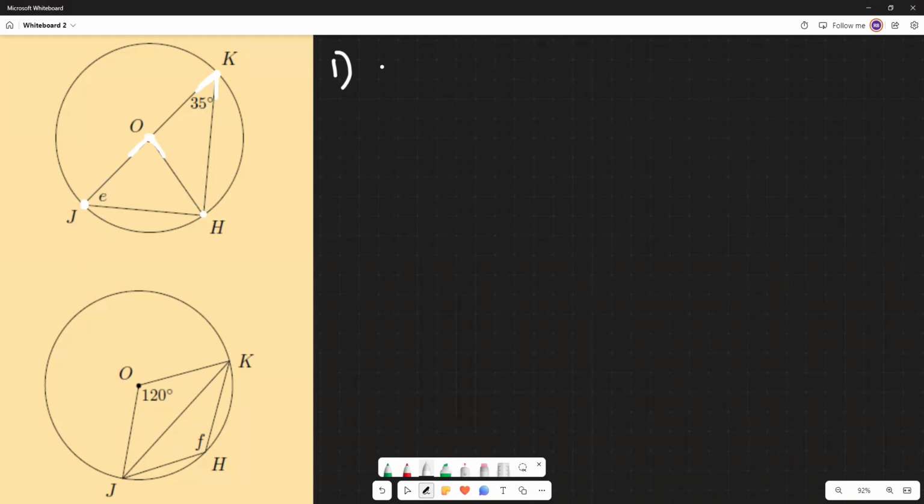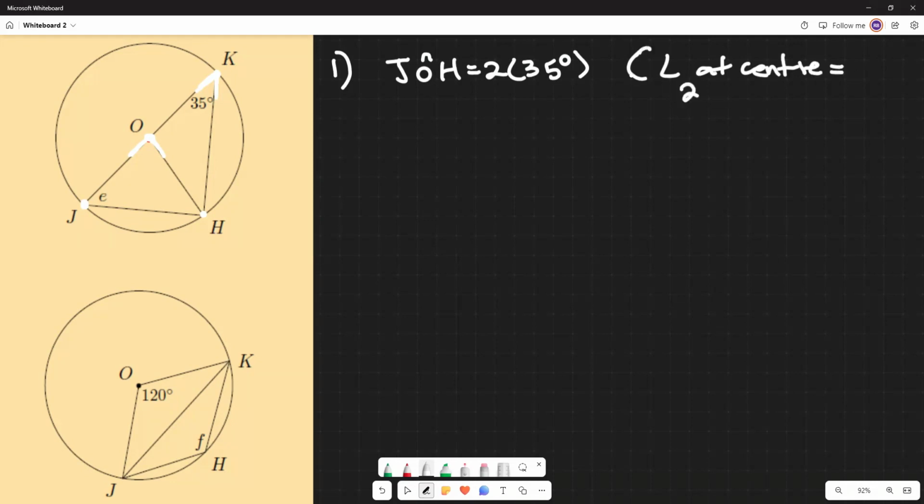So we can now see that angle JOH is equal to 2 times angle at the circumference. Then your reason will be angle at center is equal to 2 times angle at circumference. So you can see that JOH is 70 degrees. Then whatever value you get, always come and write it down here. So that is 70.